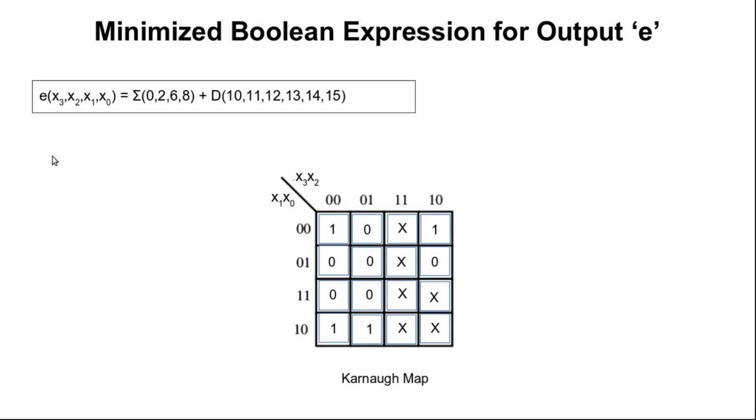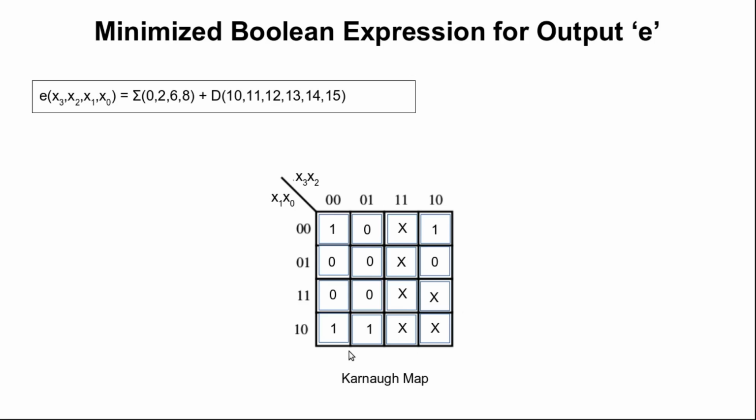Like that we can try to get the Boolean expression for output E. The Boolean function E was sum of min terms 0 to 6, 8 and don't care conditions 10, 11, 12, 13, 14, 15. So now if we represent this Boolean function in the Karnaugh map, min terms 0, 2, 6 and 8 will be equal to 1. 10, 11, 12, 13, 14, 15 will be don't care conditions and the remaining min terms will be 0.